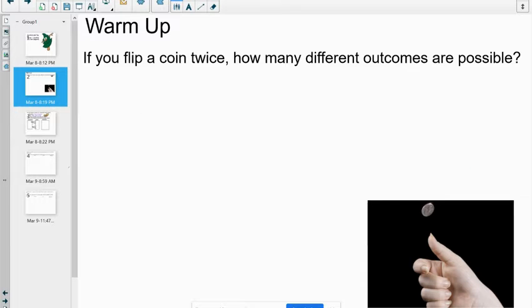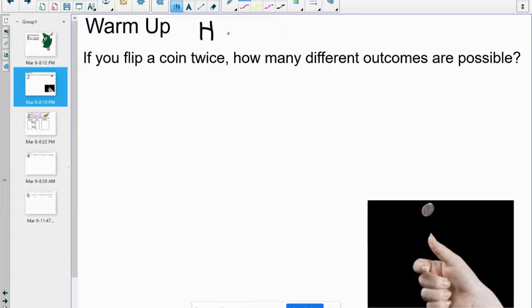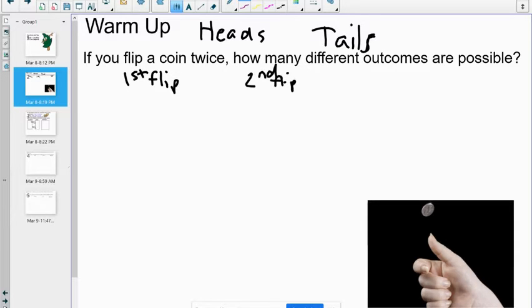Our warm up today is: if we flip a coin twice, how many different outcomes are possible? Again, we know that there's either the choice of heads or tails when flipping a fair coin. That's an S. So we're going to start out when we make a tree diagram. We have the first flip, and then we also have our second flip. We're flipping it twice because it told us to flip it twice here. And then we'll have our outcomes over here.